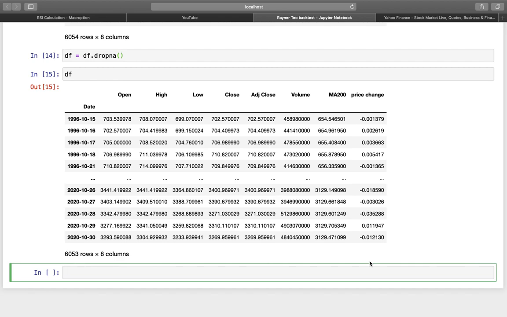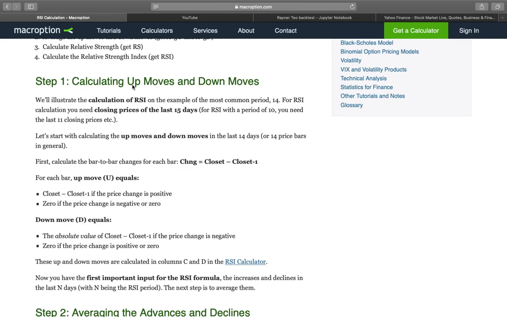I found a very nice step-by-step instruction to calculate this RSI, and we will stick to that. The first step is to calculate up and down moves. An up move is just the price change if it's positive, and 0 if the price change is negative or 0. So let's implement that.